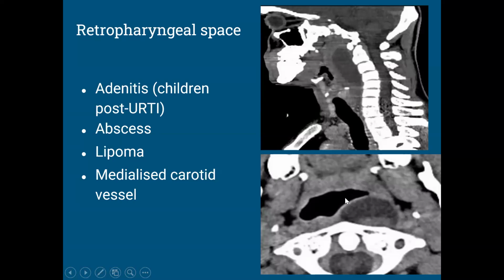These are the sagittal CT and axial CT images. They show a hypodense collection. This is a case of a retropharyngeal abscess.